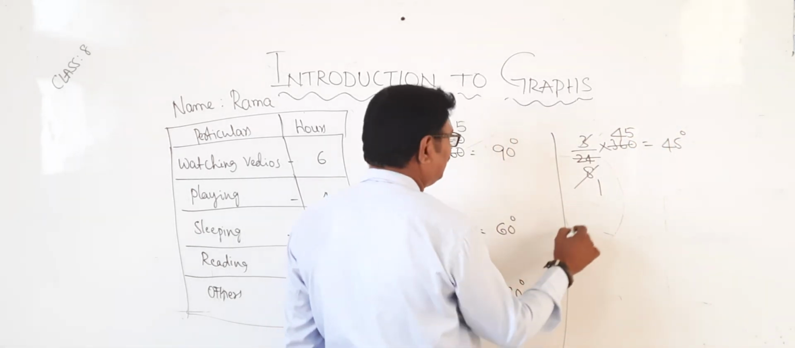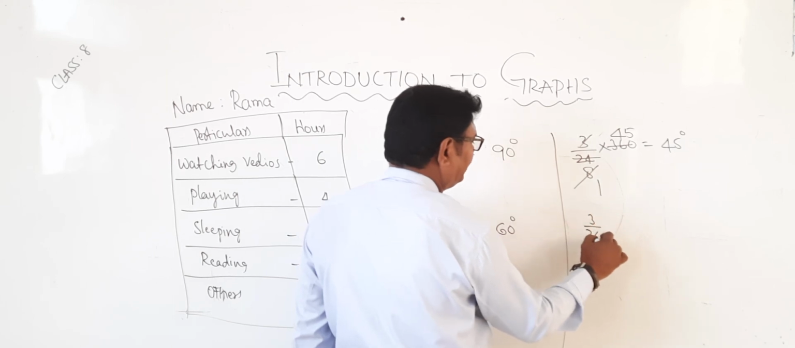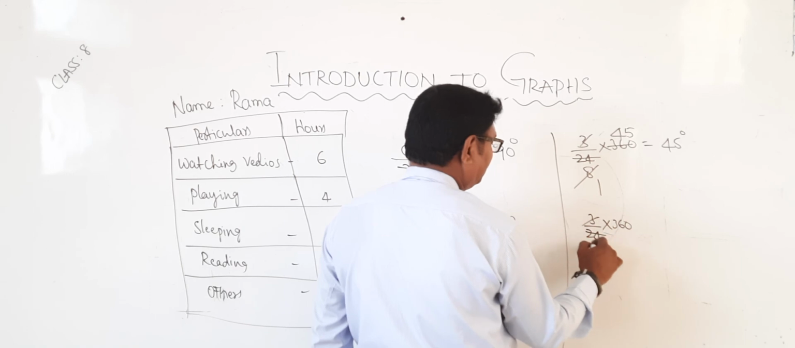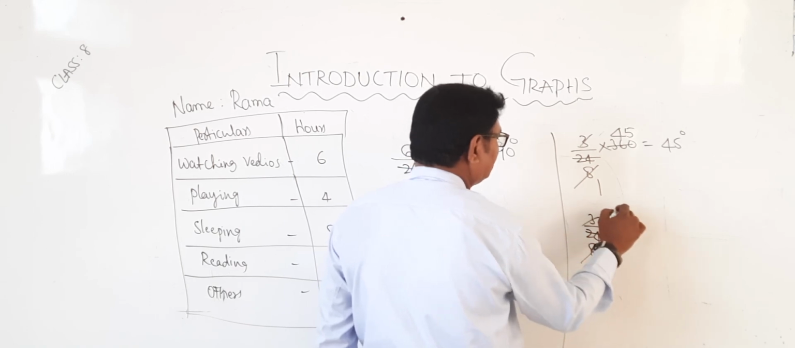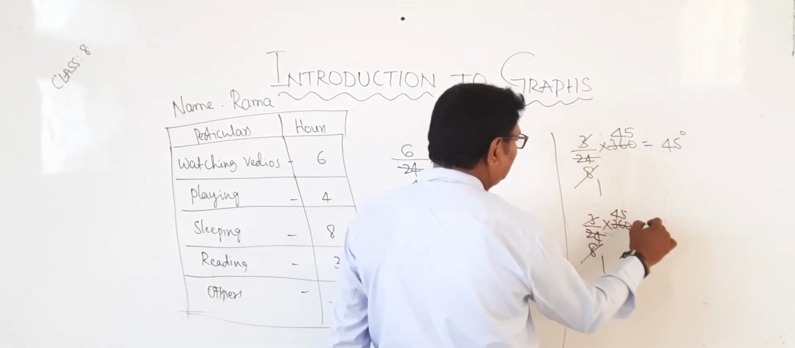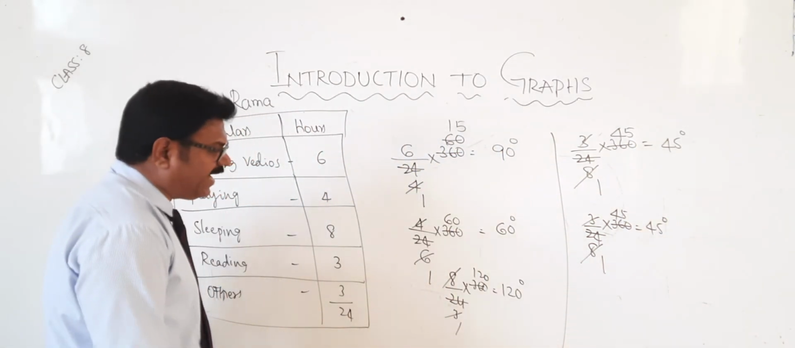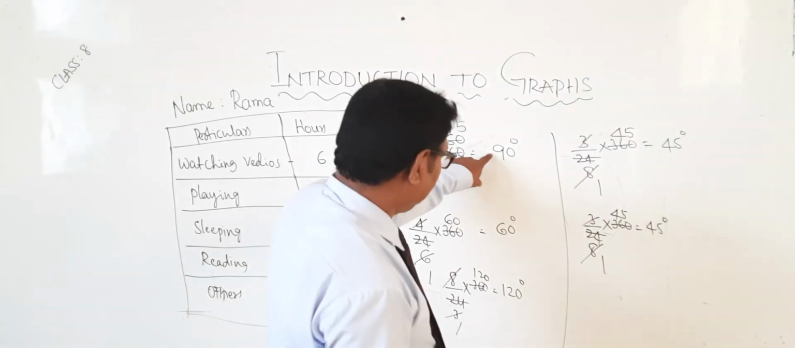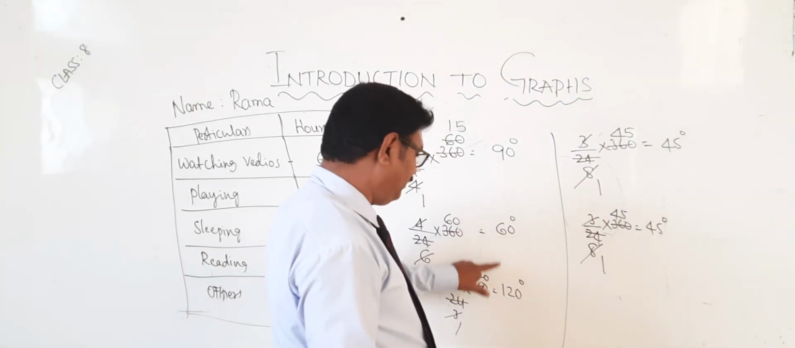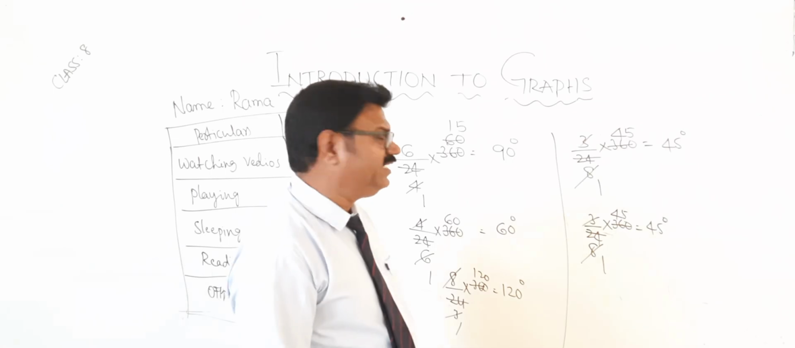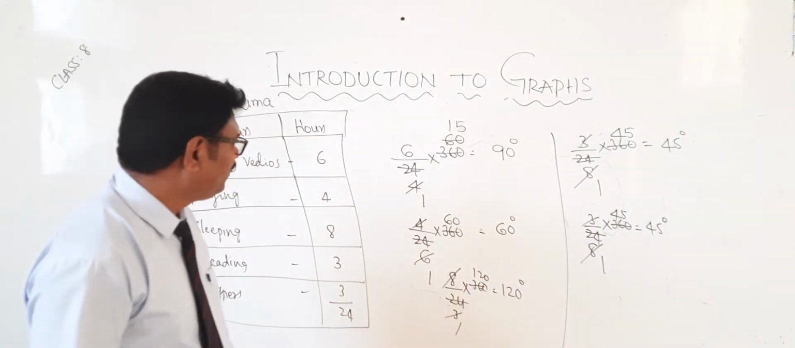Last one also same: 3 divided by 24 into 360, which is 45 degrees. Now once you add all the angles: 90 plus 60 is 150. 150 plus 120 is 270. 270 plus 90 is nothing but 360. Okay? Did you understand?